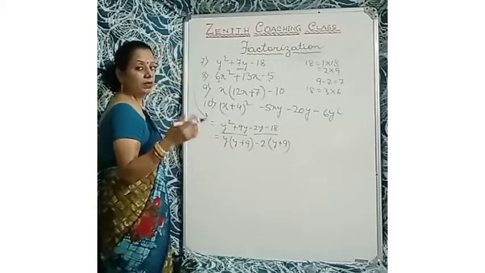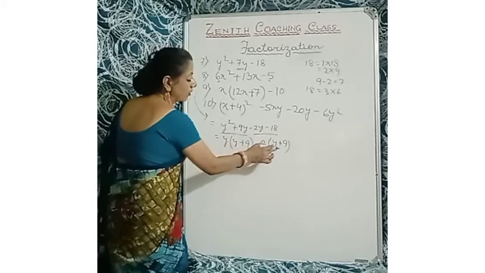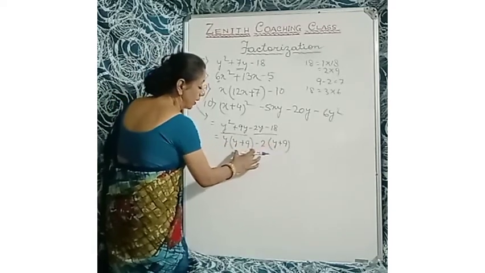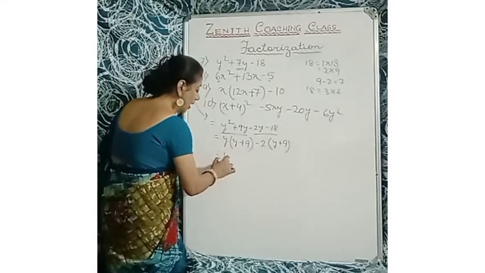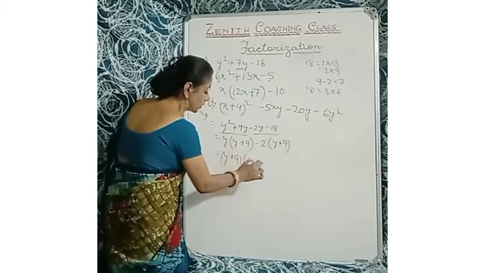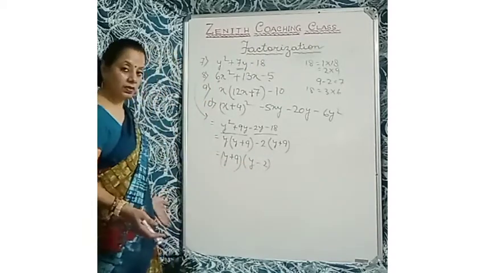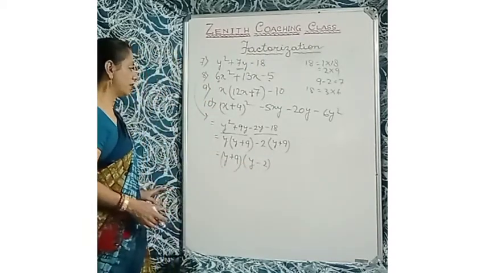Otherwise marks will be deducted because the sum will be wrong. So here is y plus 9. There is also y plus 9. So take y plus 9 as common. So here is y, and here is minus 2. This is the sum called middle term factor.